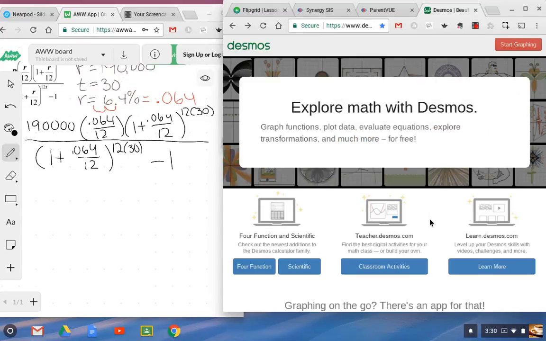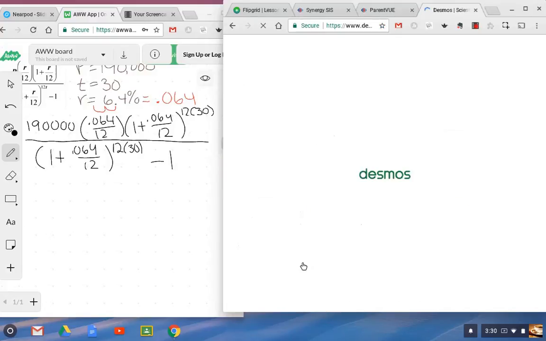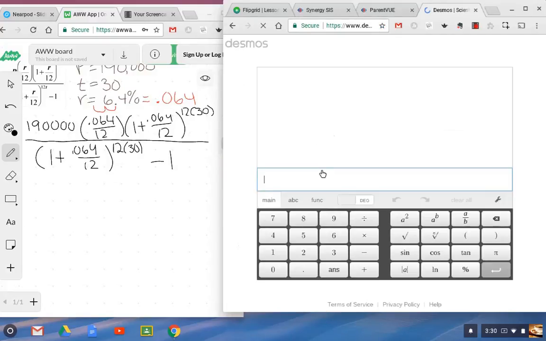If you've never used Desmos before to do calculations, down in the bottom left corner, there's a scientific calculator. Go ahead and click on that. This brings up a calculator very similar to the ones we use in class. So I'm going to do all of my computation all at once. So I'm going to start with a parenthesis for my numerator, the 190,000. I'm going to do another parenthesis now. And then notice here that we have a division button that we can use. That's really helpful to keep us organized.